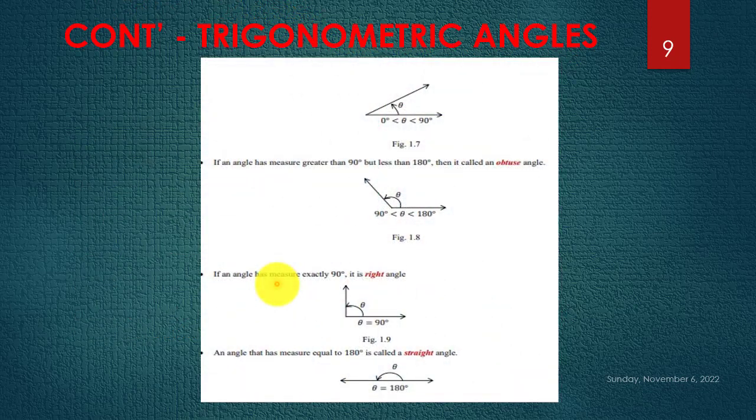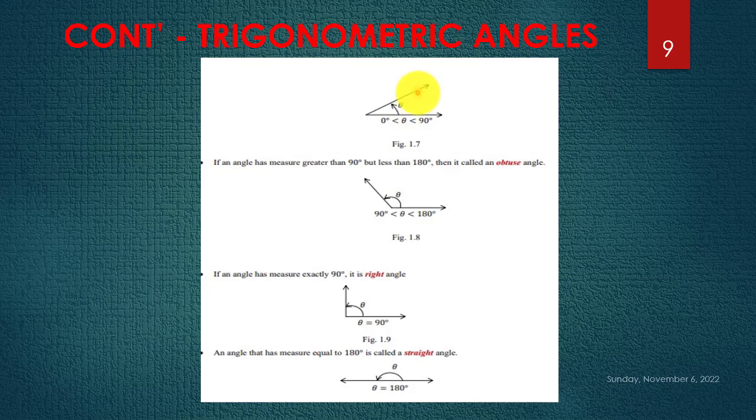So an example is shown on the screen. Considering figure 1.7, the angle theta formed here is an acute angle. Why? It is greater than 0 but less than 90 degrees.